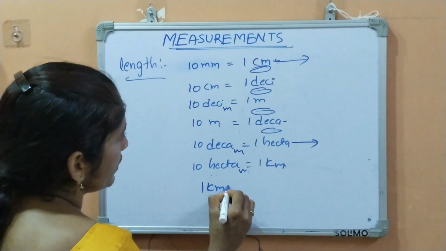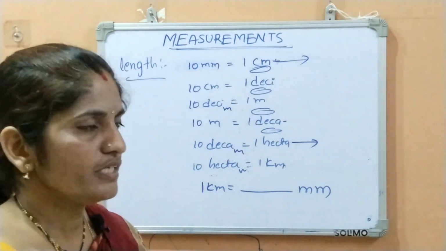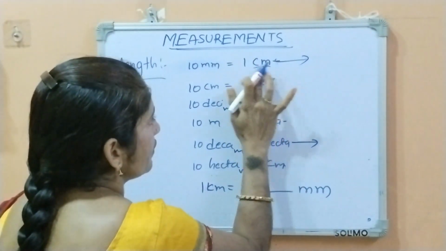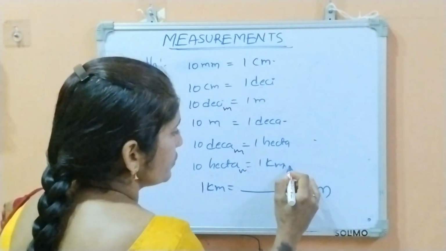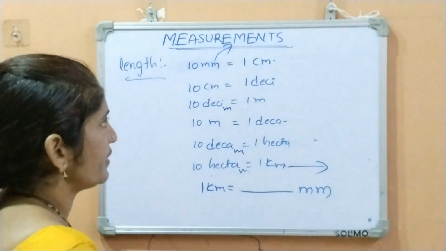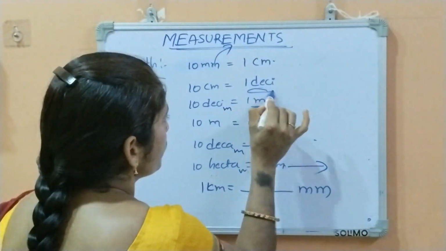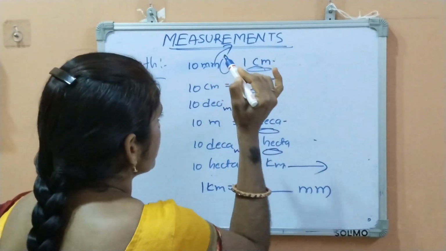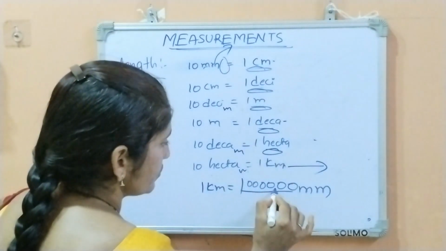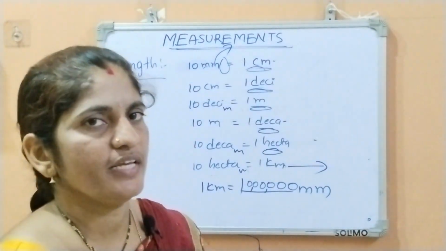1 kilometer equals how many millimeters? We are going to count gaps. Here it is kilometer, here it is millimeter. So one more zero we are going to add. 1, 2, 3, 4, 5 and then 6. So 6 zeros. So 10 lakh millimeters for a kilometer.